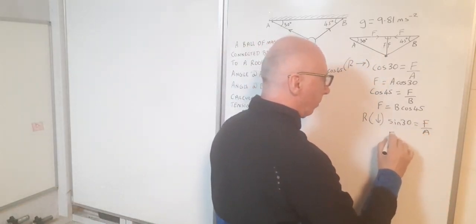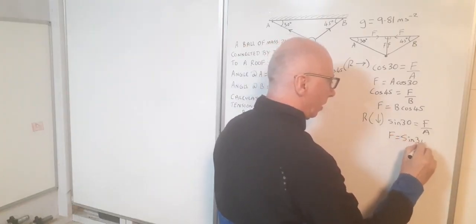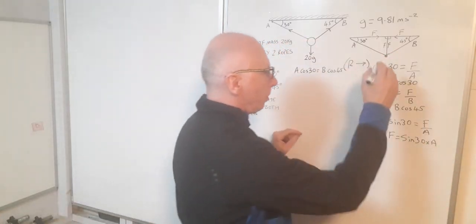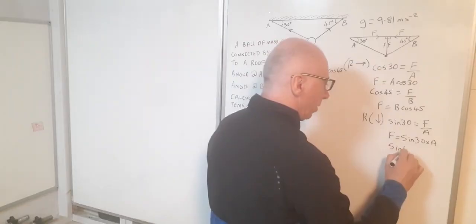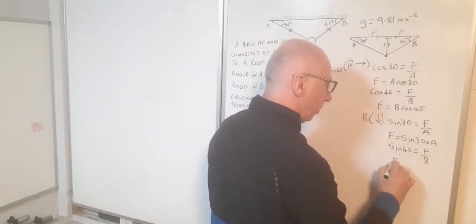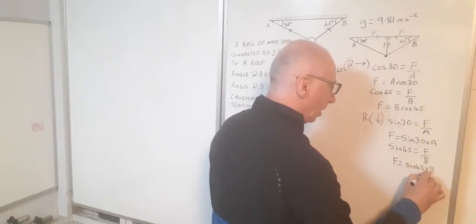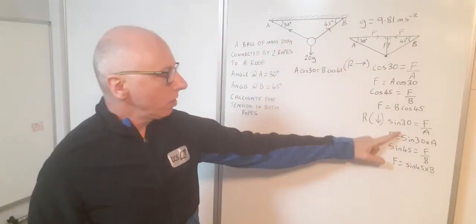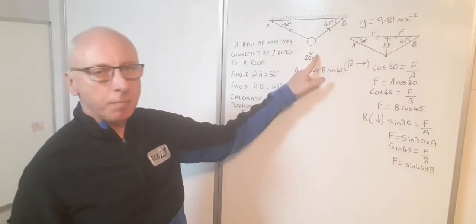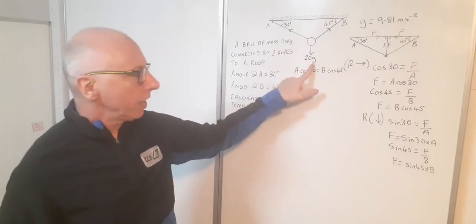So then I'll have my force equals sine 30 times A. Let's just write it like that. And then for the other one, I'll have the same but with a 45-degree angle. Sine 45 equals the force over B, in which case my force will equal sine 45 times B. Now the sum of these two angles will equal the mass of my ball hanging downwards. So I'll have to multiply that by the gravitational constant.